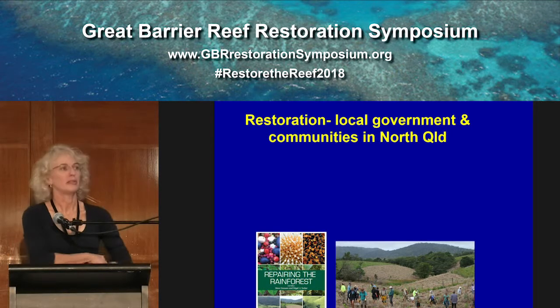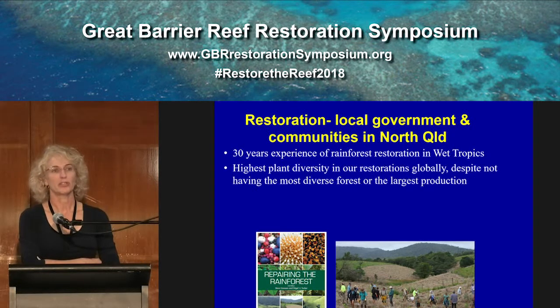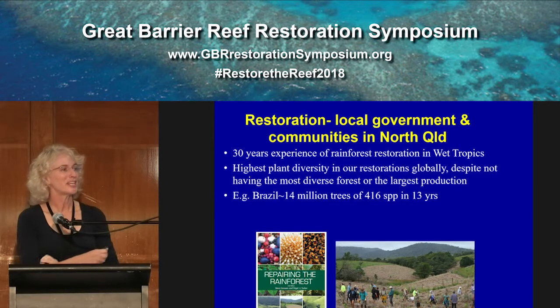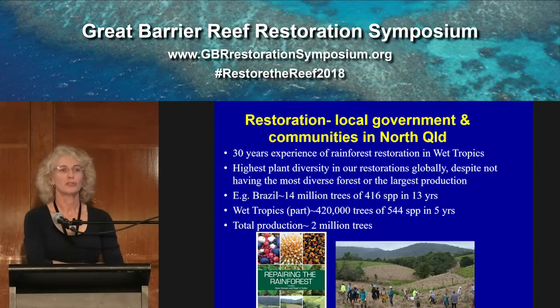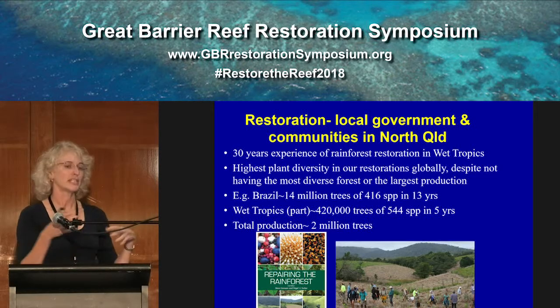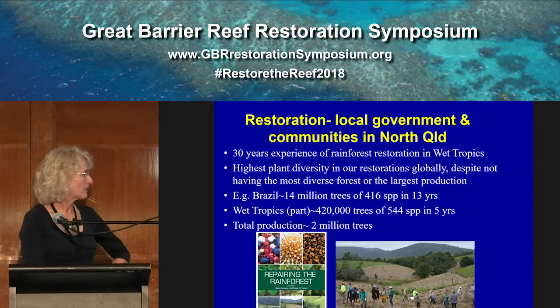Brazil has planted recently 14 million trees in the last 13 years, and they've averaged 400 tree species in that tree planting. Here in the Wet Tropics, just our local government nurseries, so this is our council nurseries, in the last 5 years have grown 420,000 plants, of which there's 544 species that they're planting now. So you can see that even with really small communities, if they're really passionate about what they're doing and they're getting that support, they're able to really produce a lot of diversity. So I suspect the total production in the region's only been about 2 million trees, so it's not enormous, but it's been really targeted.